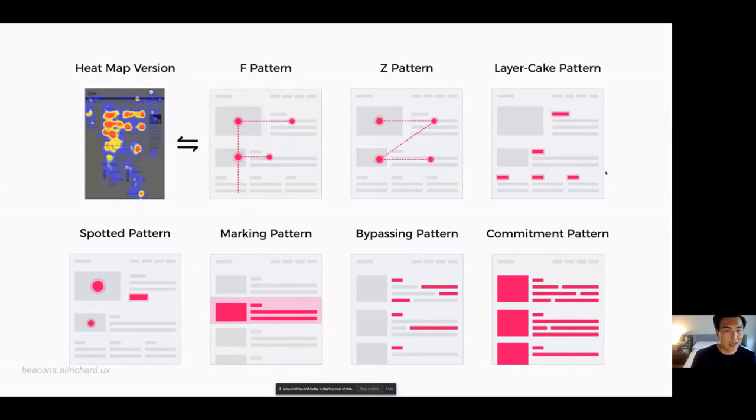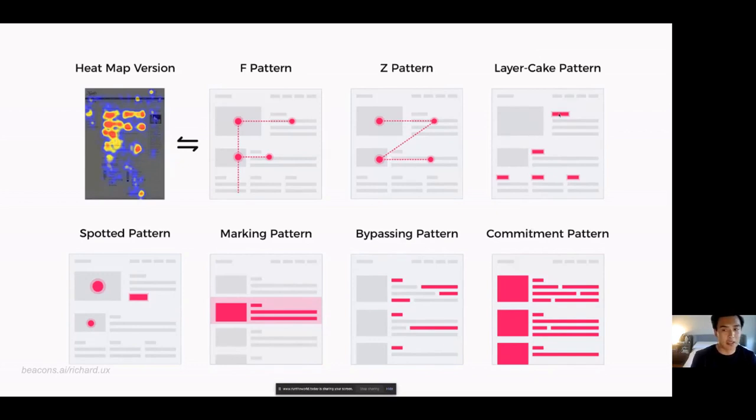As I mentioned, with the heat map vision, you can see a breakdown into a bunch of different reading patterns. These are the most common. F pattern and Z pattern are pretty common. This is the standard kind of reading behavior for anything that follows a standard layout with images and text. But these are more unique reading patterns that are found in certain cultures and certain types of people.